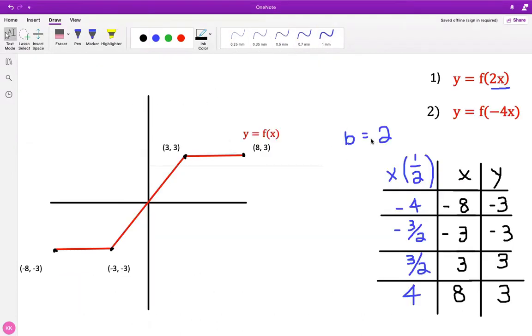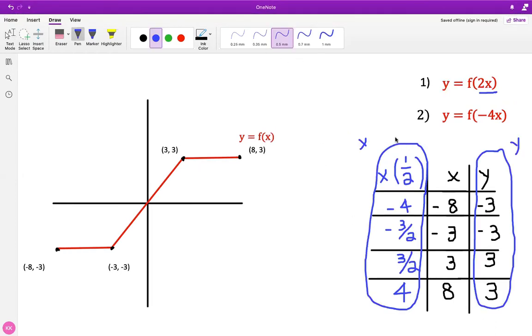So what does b equals 2 tell us? It tells us that the horizontal component of the original function will be affected. When b equals 2, the horizontal component is contracted by 1 over 2 because it will be smaller. So I need to multiply by the fraction 1 over 2, the reciprocal of the b value. If I multiply all x values by 1 over 2, I get -4, -3 over 2, 3 over 2, and 4.